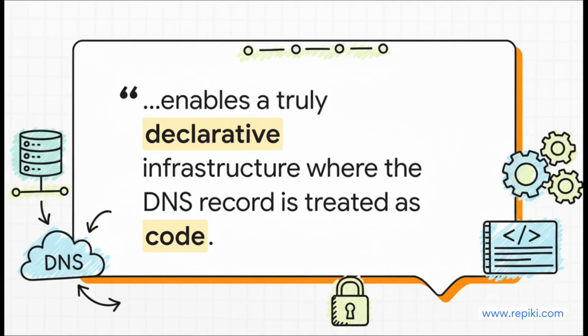So when you put this all together, what's the big takeaway? I think this quote really nails it. External DNS enables a truly declarative infrastructure. It fundamentally changes how you operate. DNS is no longer some separate manual process involving tickets. The public DNS record for your service becomes just another piece of code, versioned in Git and deployed right alongside your application. It's a total game changer.